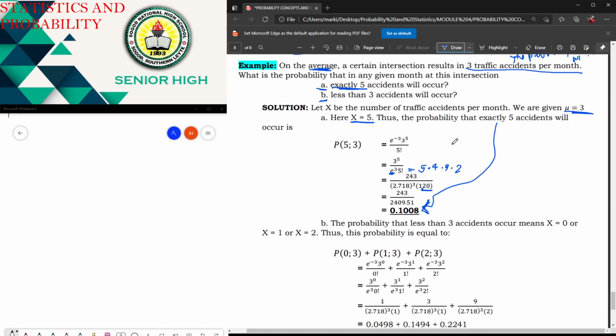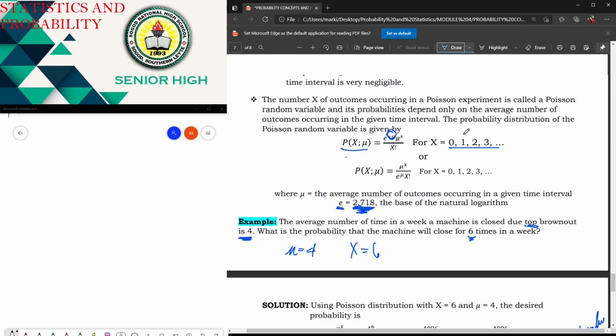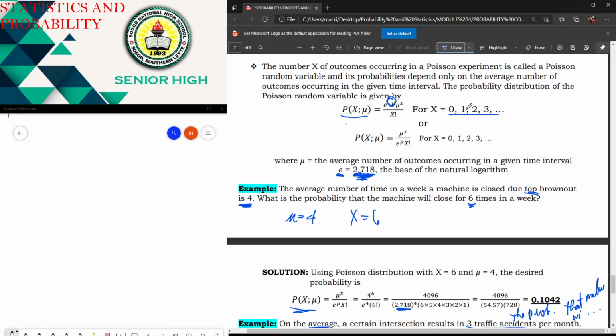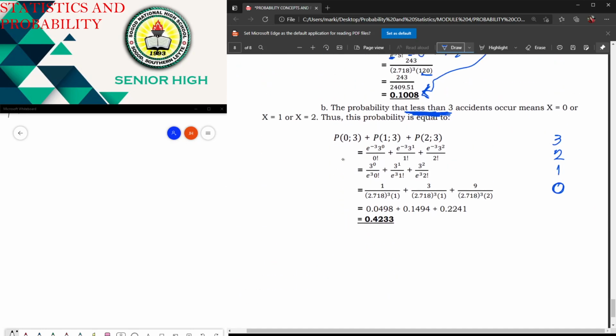Next, we have letter B, the probability that less than 3. So when there is a clue here, less than 3. So what are the numbers less than 3? So we have 3, 2, 1. Do we include 0? Yes, because go back here, for x is equals to 0, 1, 2, 3, and so on. Okay, so that's why we are going to include 0. Meaning 0 here, there is no accident. So that's why we have to less than 3.